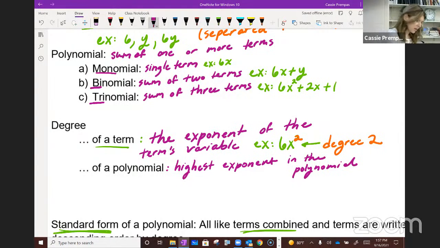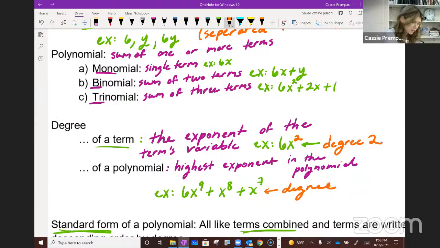So I'm going to use the example that Haley just said. If I had something like 6x to the 9th plus x to the 8th plus x to the 7th, if I'm asking what is the degree of this polynomial, what would we say? 9. Nice, because the highest exponent is 9. So it'd be a degree 9.